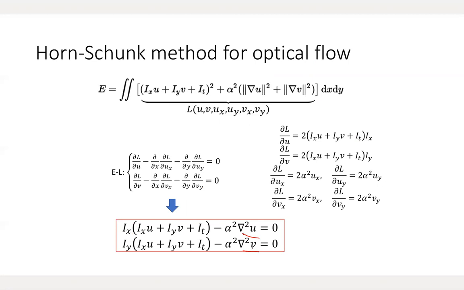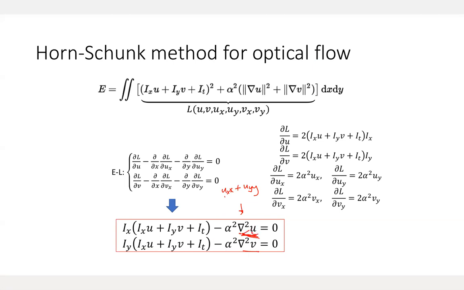And of course, this supposedly should be uxx plus uyy and so on, right? But we can approximate this using a Laplacian operator on u here.